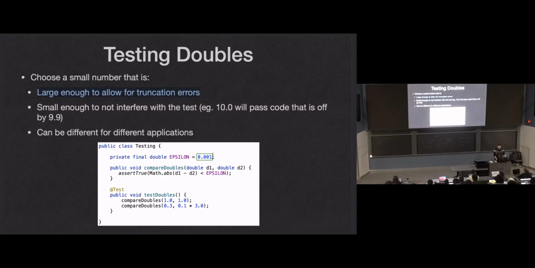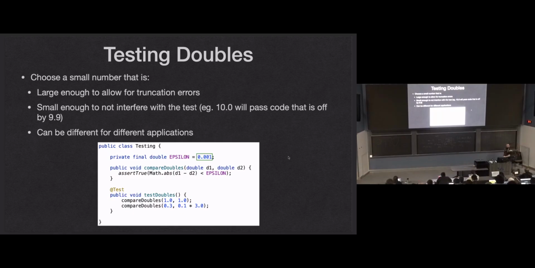So you don't want to set epsilon to something like e to the negative 15 or something. You want it to be fairly large to make sure you're allowing for truncation errors to exist. But it needs to be small enough to not interfere with the logic of your code. So if you have too large of an epsilon, then it's going to start interfering with the logic, and you're going to start accepting incorrect code as correct.